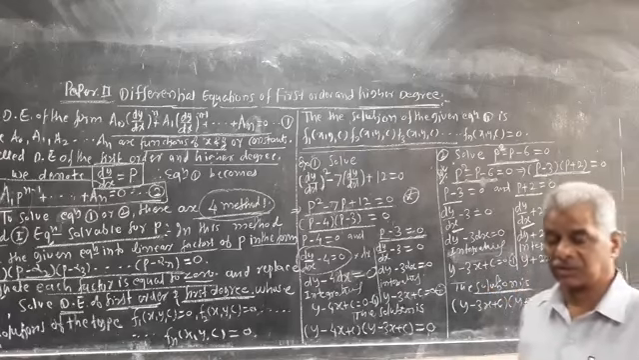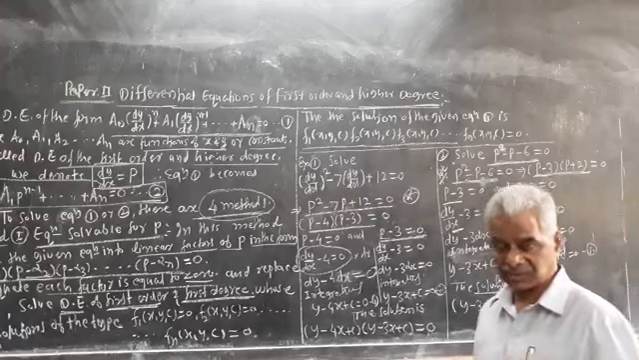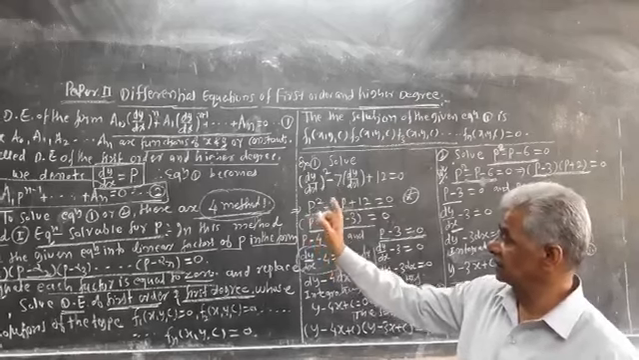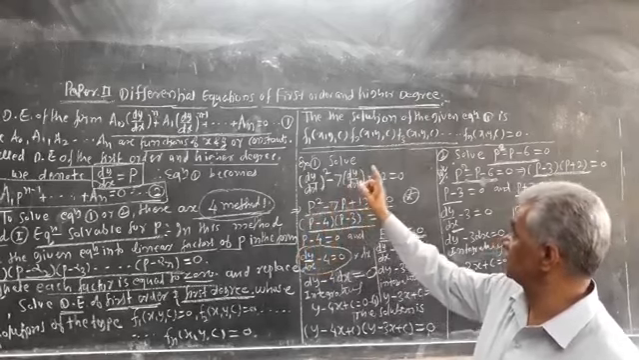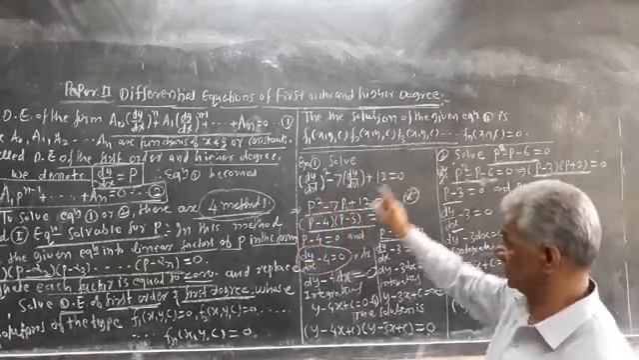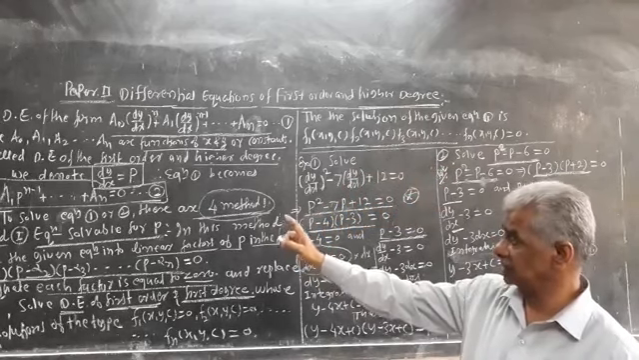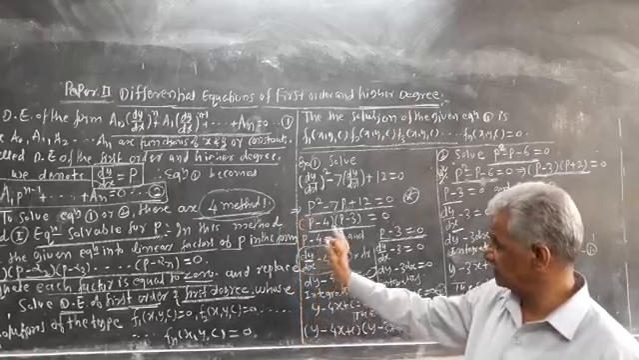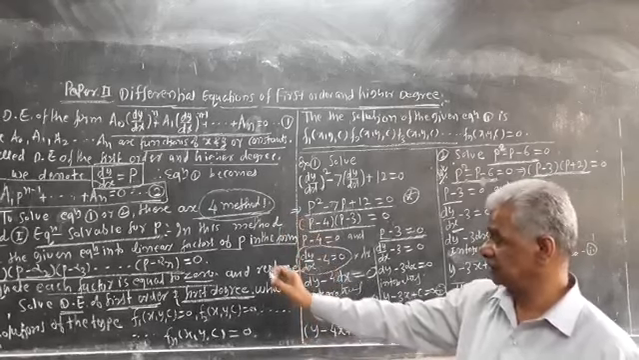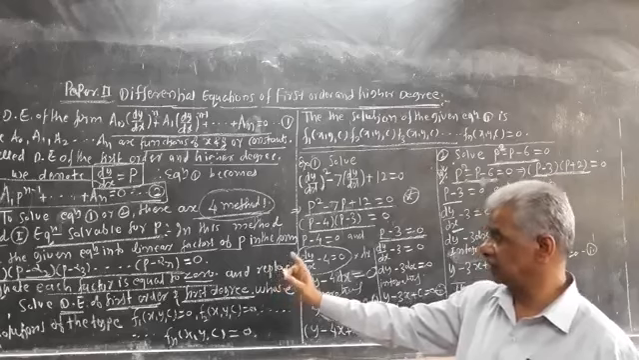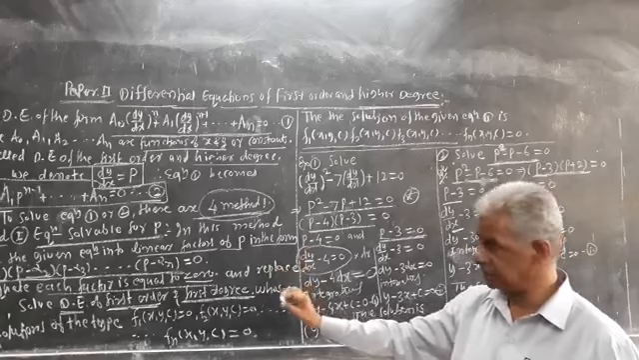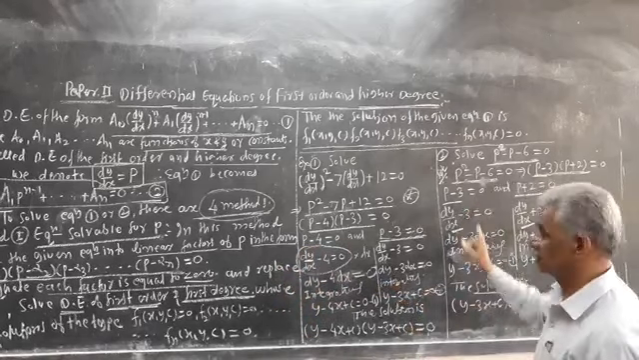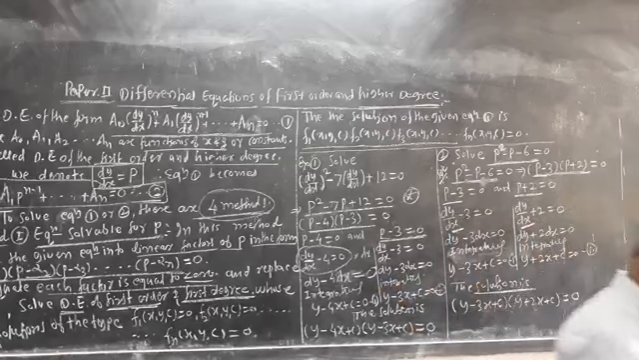Next time we shall solve some more examples. Hence, first remember which equation is called a differential equation of first order and higher degree. What is the standard notation? dy by dx is equal to p, and there are 4 methods. Out of these 4 methods, the first one is equation solvable for p. When you apply this method, what are the steps involved in this method?